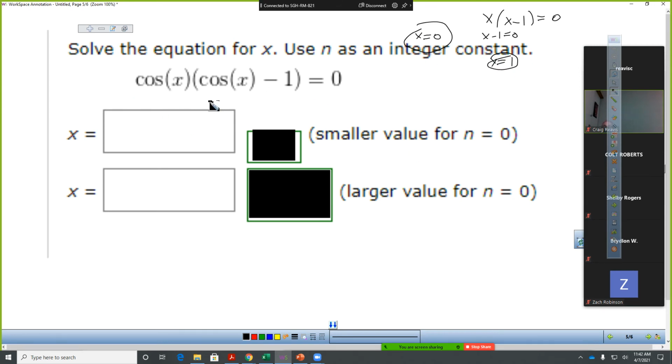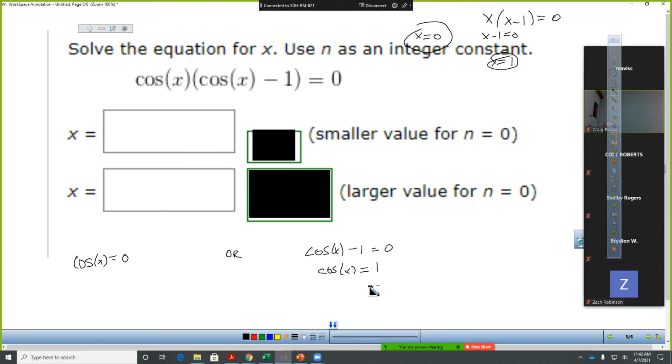Well, it's the same thing here. I'm saying, okay, the cosine of x could equal 0, or the cosine of x minus 1 could equal 0, which when I solve that, I get the cosine of x equals 1.